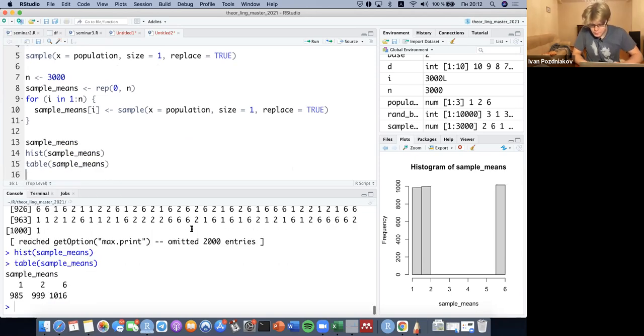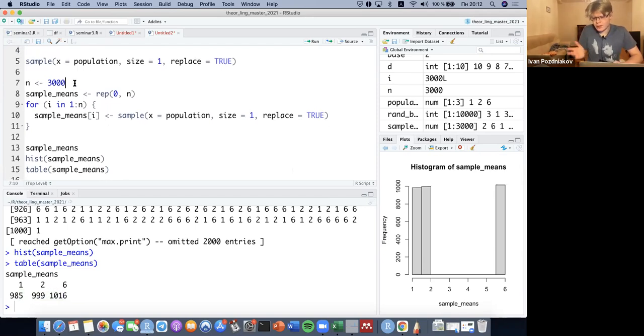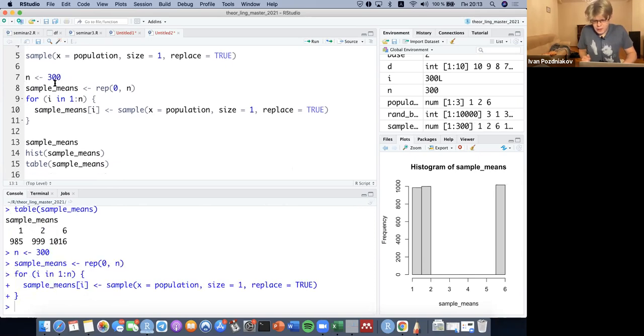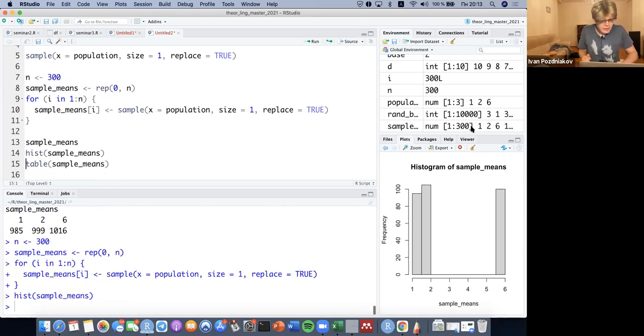Sample means. So yeah, it's pretty close to 1,000, but when we had not 3,000, but 1,000, or let's do it not 1,000, let's do 300, right? Okay, repeat it, and let's see the histogram so you can see the differences more. Now the difference could be in different ways. So maybe one will be a more common result than two, for example.